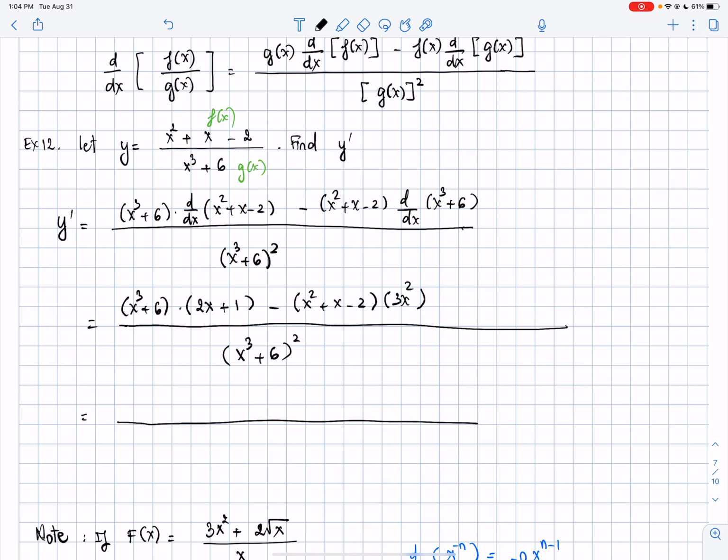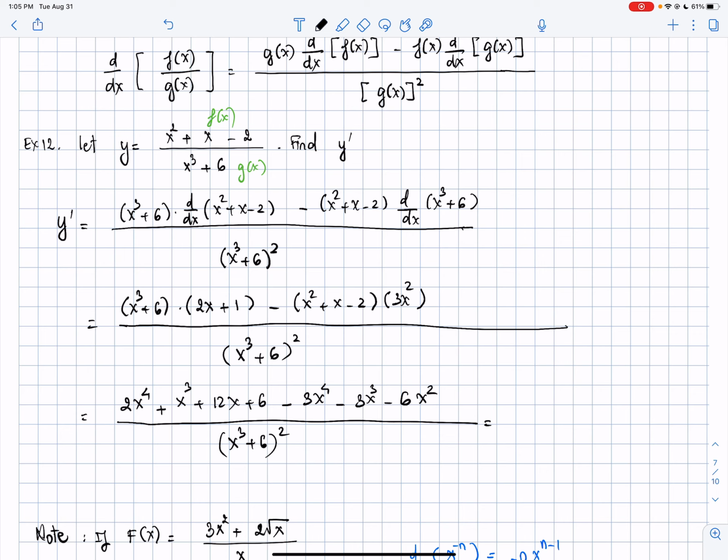Now we will open the parentheses and then combine like terms. So we have 2x to the 4 plus x cubed plus 12x plus 6, minus 3x to the 4 minus 3x cubed minus 6x squared, divided by x cubed plus 6 to the second power.